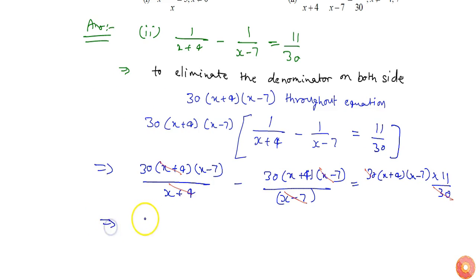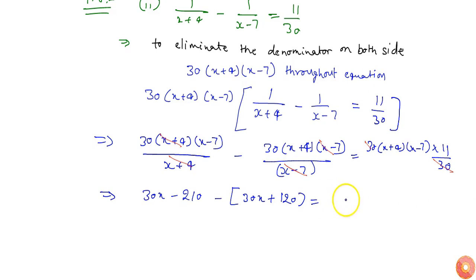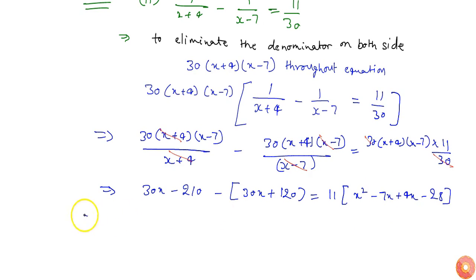So from here I can write 30x minus 210 minus, from here I can write 30x plus 120, and from here I can write 11 into x square minus 7x plus 4x minus 28. Or if I solve this expression, I'll get 30x minus 30x will be 0, and minus 210 minus 120 will be minus 330 equals to here 11.